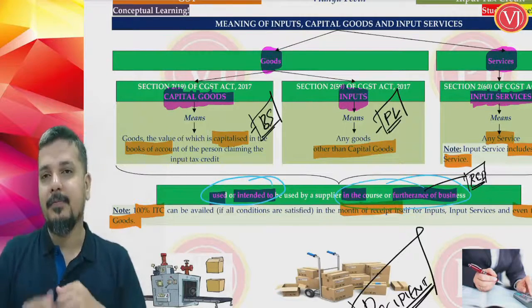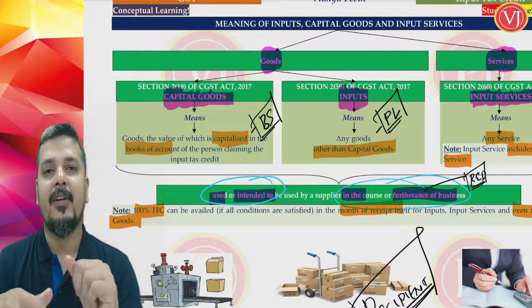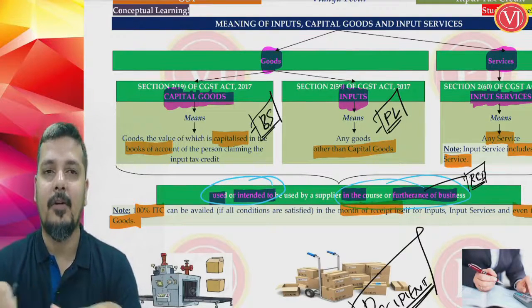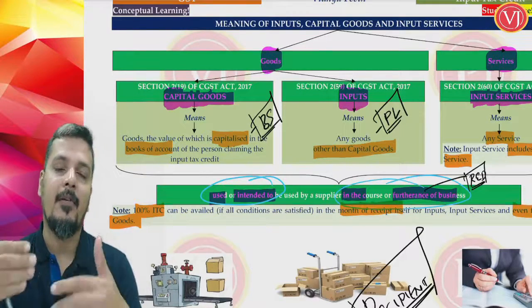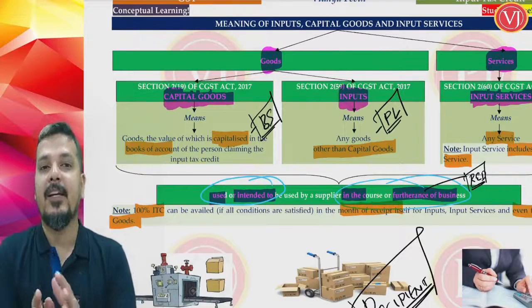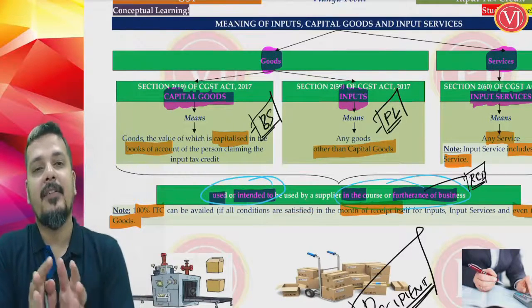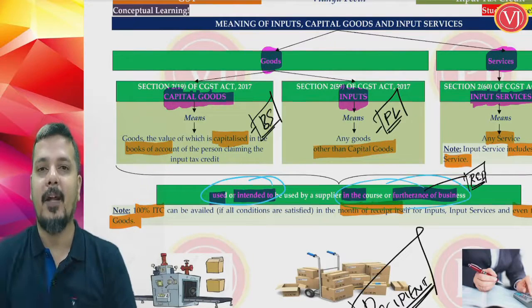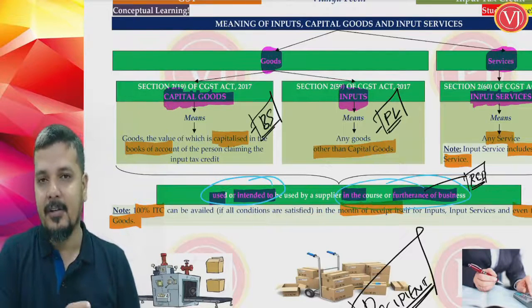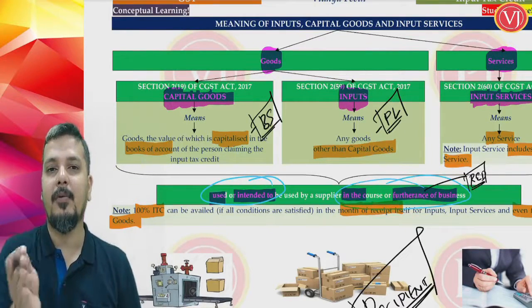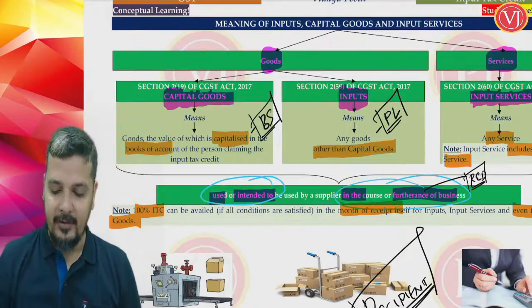Now you may wonder, when you can take 100% credit, whether it is inputs, services, or capital goods, then why define them? Because when we see the provisions of ITC, you'll find that at many places the treatment is separate for inputs, separate for input services, and separate for capital goods. For that purpose, there is a need to differentiate what is inputs, what is input services, and what is capital goods.